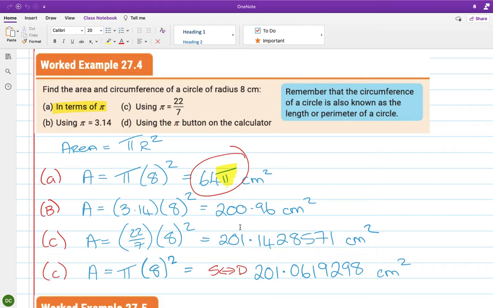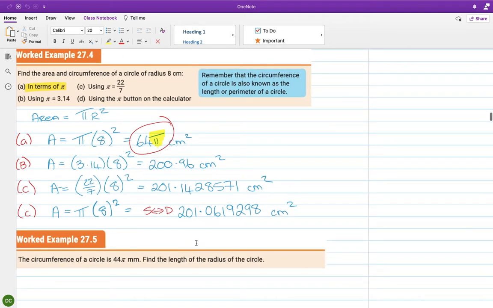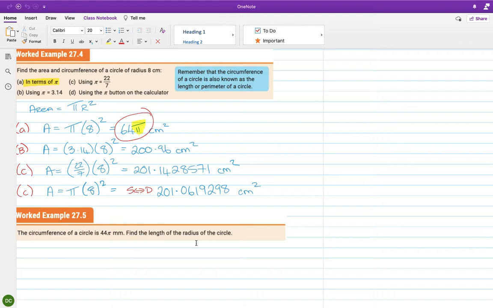Okay, so that's how you do it, and you can see the answers. I know the 64 pi is harder to figure out, but all the answers are pretty close, like almost 201, and then 201.1 and then 201.06. So they're all very, very close to 201. And again, this is because they're all different approximations. So you do the same thing then for the circumference.